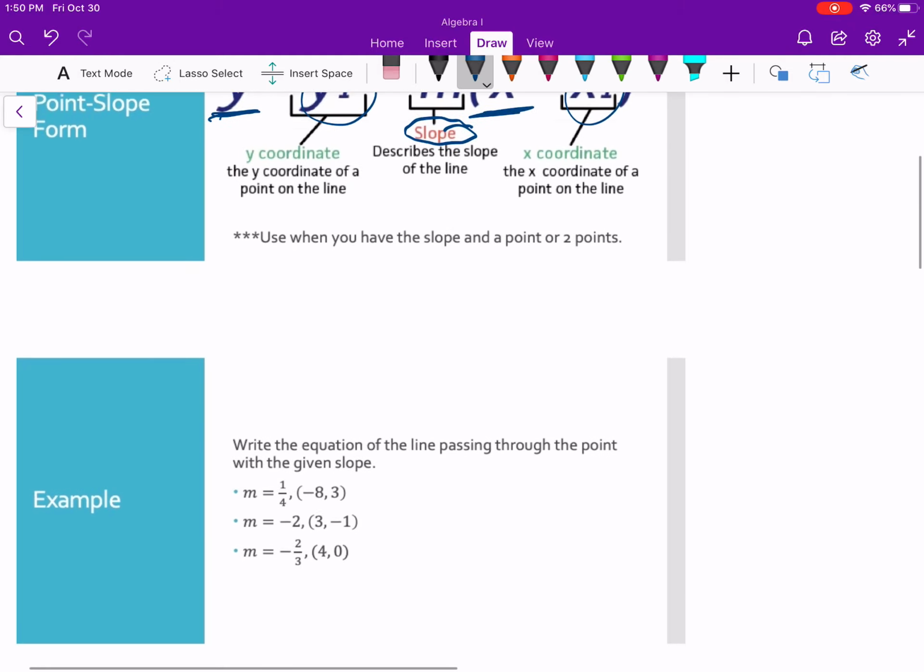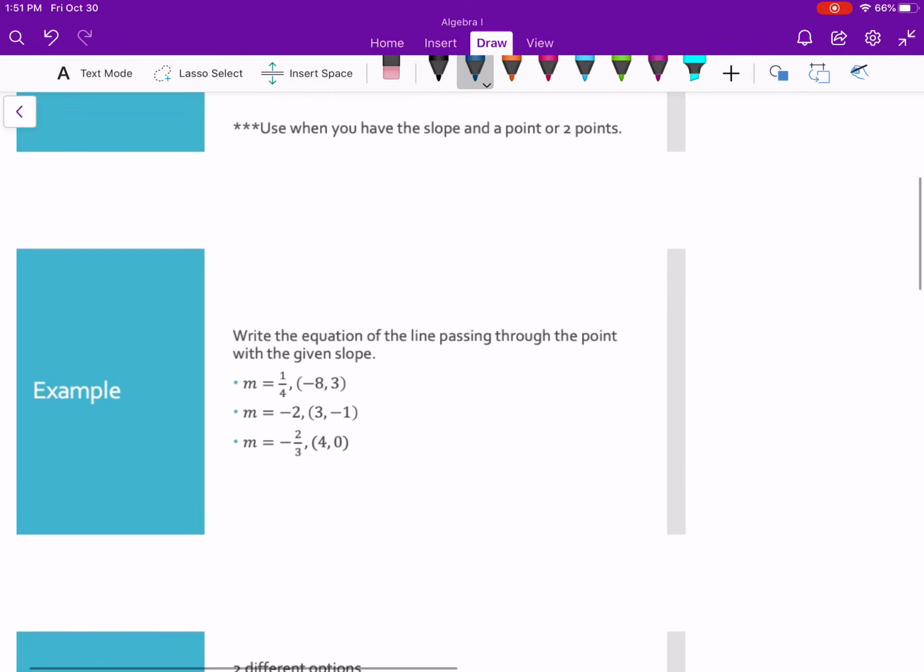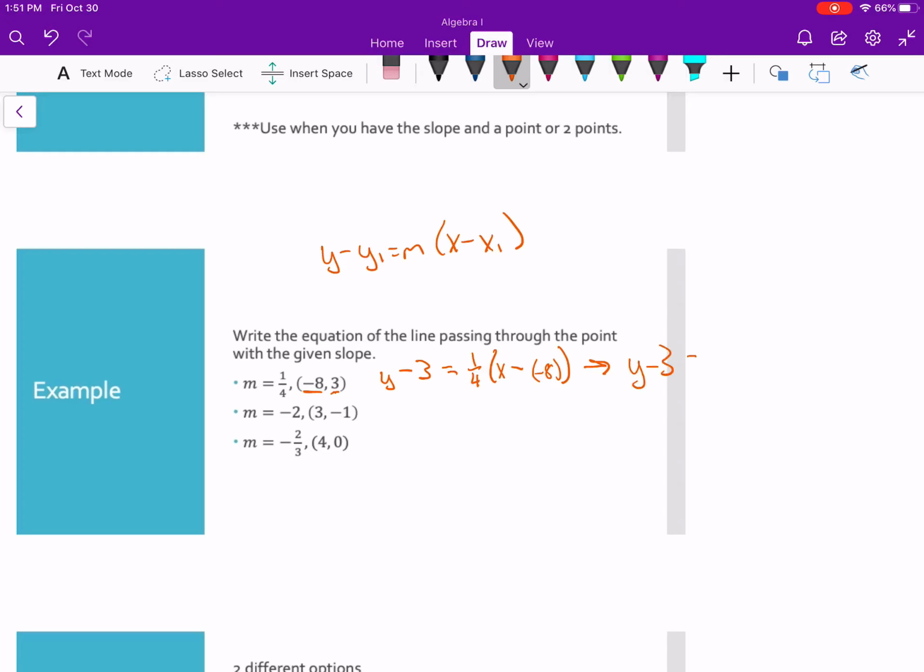So let's look at some examples. Write the equation of the line passing through the point with the given slope. So we have y minus y1 equals m times x minus x1. So here, y minus our y value, which is 3, equals m is 1/4, x minus x1, which is -8. And then I know that minus a negative is adding a positive, so I'm going to change that to y minus 3 equals 1/4 x plus 8.